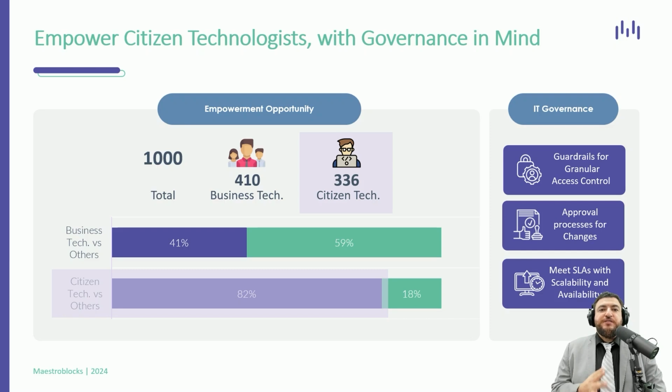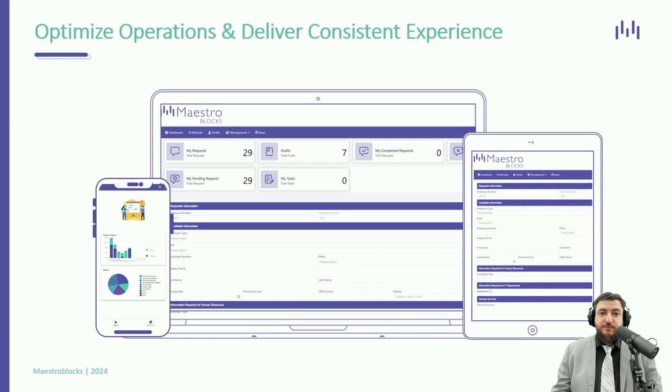SLA assurance, by ensuring that all the applications developed meet the service level agreement and the availability requirements, guaranteeing that they're not only innovative, but they are reliable and available according to the business needs. By integrating these governance measures, Maestro Blocks ensures that the democratization of software development does not compromise the organizational standards and security. And overall, utilizing low-code platforms ensures a consistent experience across multiple devices and form factors, and higher user adoption to optimize the business processes while maintaining service-level agreements with clients through digital process automation capabilities in Maestro Blocks.